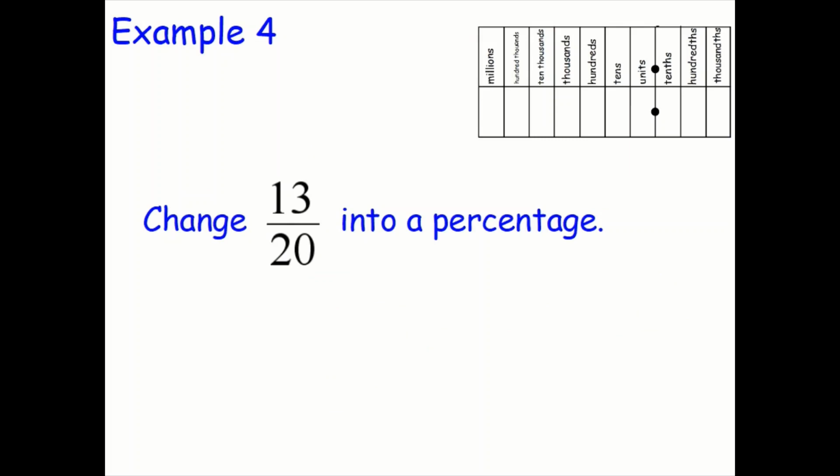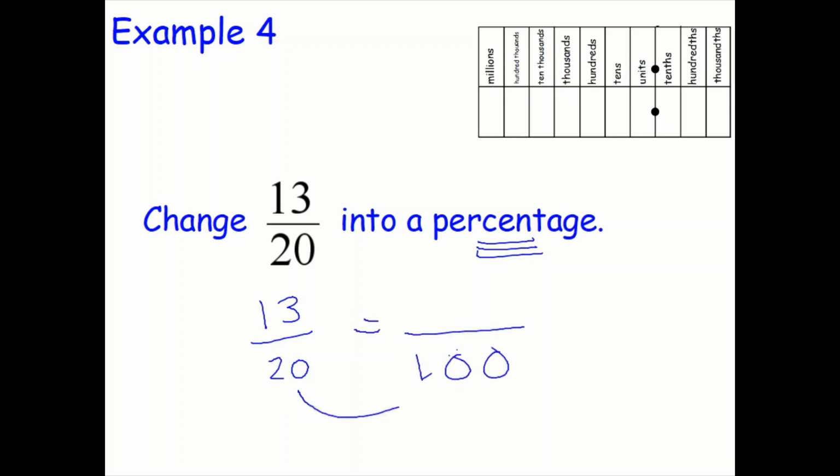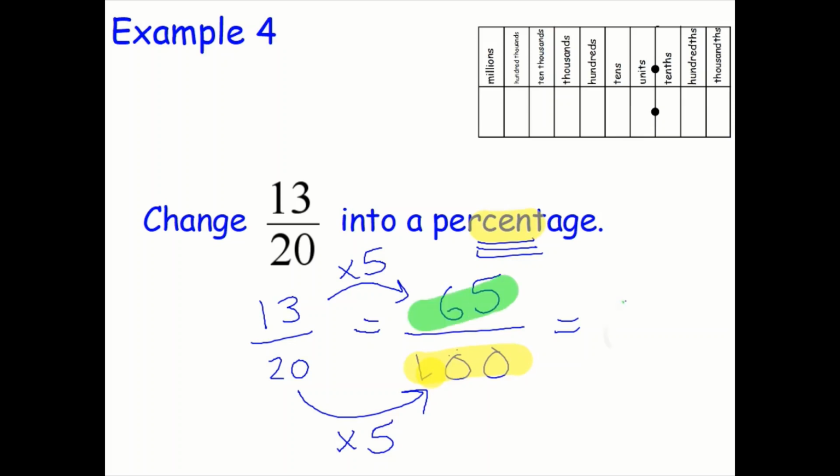Example 4, change 13 over 20 into a percentage. So again, I need to write this as a fraction out of 100 because that's what percent means. Out of 100. What do I multiply 20 by to get 100? 5. So I do the same to the top. I multiply the same number to the top. And 13 multiplied by 5 is 65. So now that I've got my fraction out of 100, I can just write the number on the top as my percentage. 65%. So if you got 13 out of 20 on a spelling test, for example, that would be 65%.